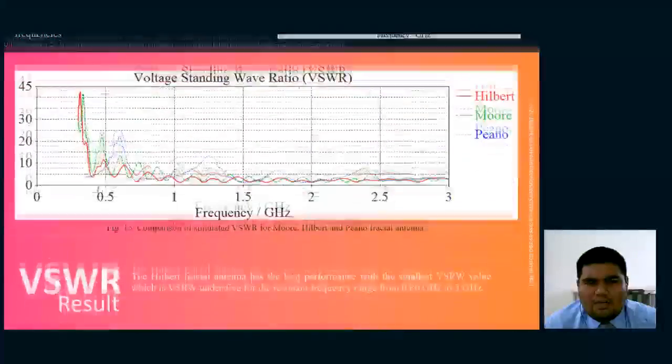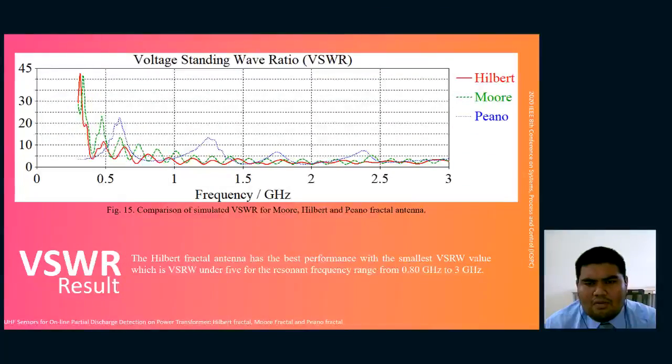Here is the comparison of VSWR values for the three types of proposed antenna. It is clearly shown that the Hilbert Fractal antenna has the best performance with the smallest VSWR value, which is VSWR under 5 for the resonant frequency range from 0.8 to 3 GHz.